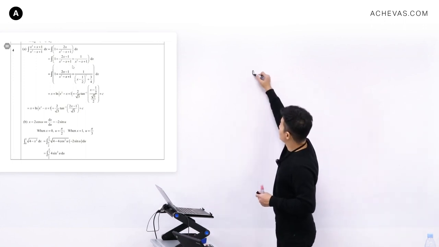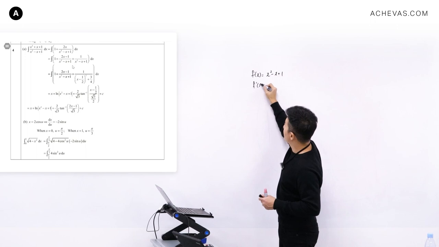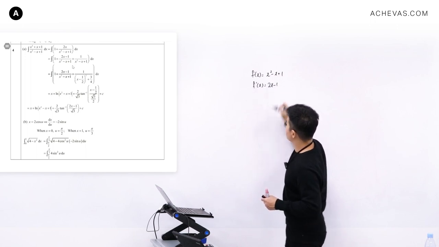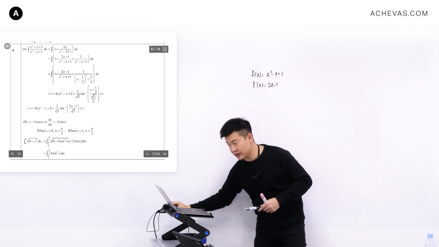They saw the denominator as f(x), which means that f(x) is equal to x squared minus x plus 1. And f'(x) will look like 2x minus 1. Sadly, because there was no 2x minus 1 in the numerator, they added minus 1 plus 1 in the numerator to generate a 2x minus 1. And when you integrate this, you get a ln.